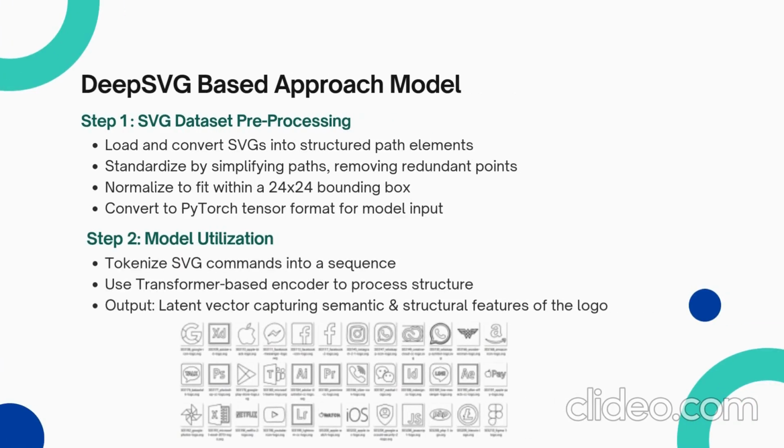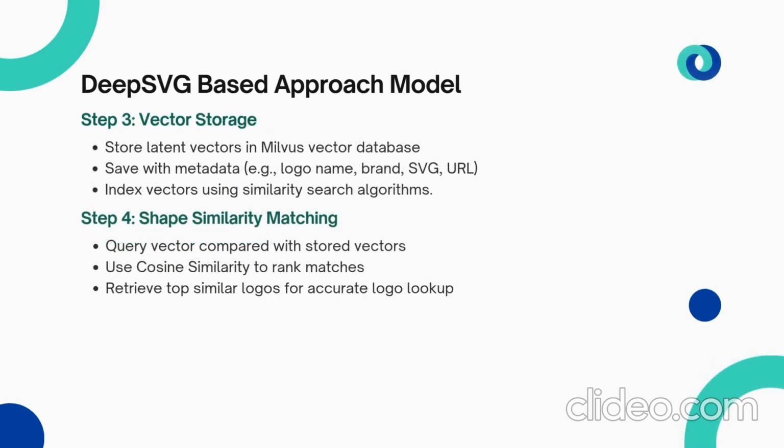In our method, we used a four-step process. First, we pre-process the SVG data. Second, a transformer-based encoder creates a latent vector, a rich numerical summary of the logo. Third, these vectors are stored in a high-speed Milvus database. And finally, we use cosine similarity to find the closest matches with incredible speed and accuracy.